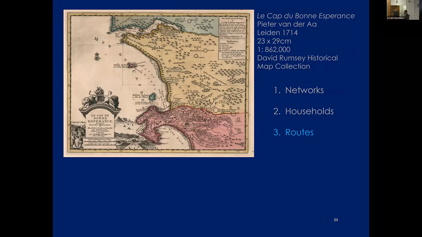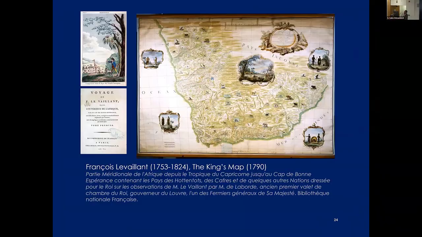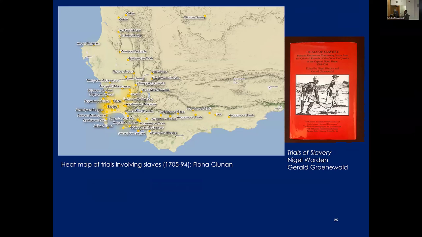The third element that I would like to mention has to do with routes. Now, if we think about routes through the Dutch colonial Cape, we might think immediately of François Le Vaillant or other famous travelers. And I put in Le Vaillant quite intentionally because we have discussed this particular traveler, and I hope we can have a future conversation about him, because this is such a fascinating map. But were there other kinds of travelers that we come up against that are very closely connected to the world of enslavement?